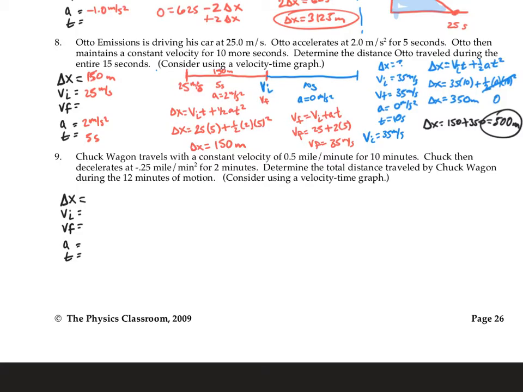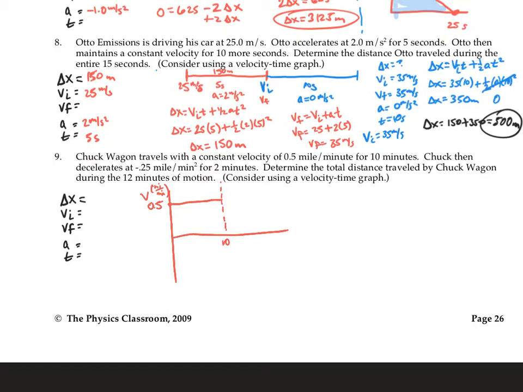But think about this. If Chuck Wagon travels with a constant velocity of 0.5 miles per minute for 10 minutes. So if this is 0.5, and this is miles per minute, then he travels at that constant velocity for 10 minutes. Chuck then decelerates at negative 0.25 miles per minute squared for 2 minutes.